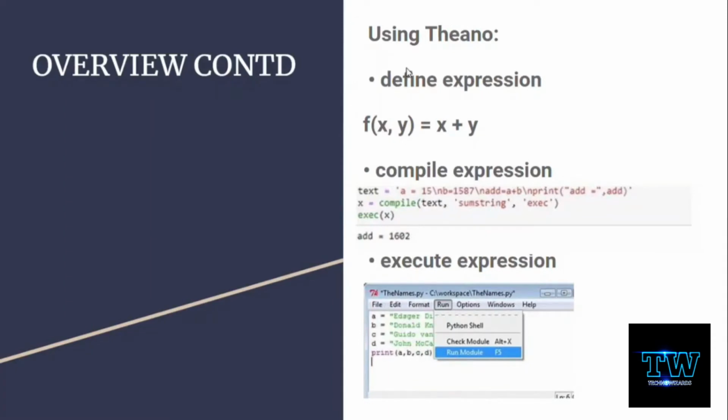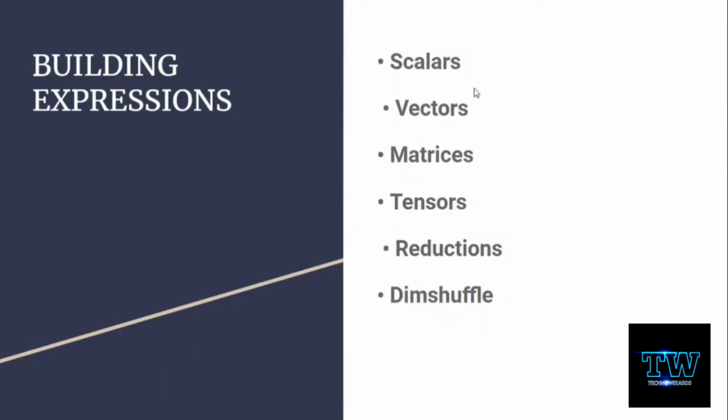Using Theano we can do three different things: define an expression, compile an expression and execute an expression. Defining an expression means we define a function or an expression into a function variable. After that we compile it, and then we call that function. That is what executing the expression means: we run the expression to get the correct output.